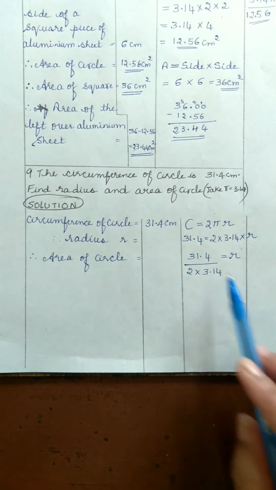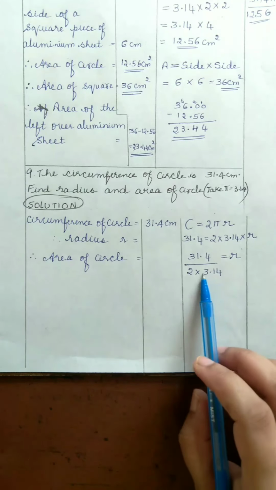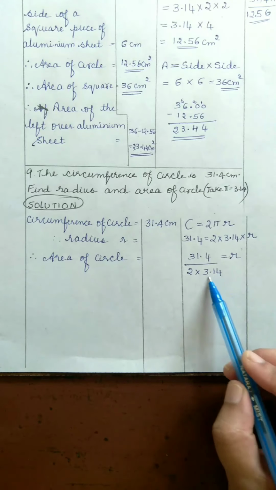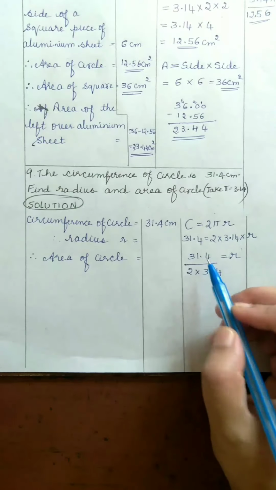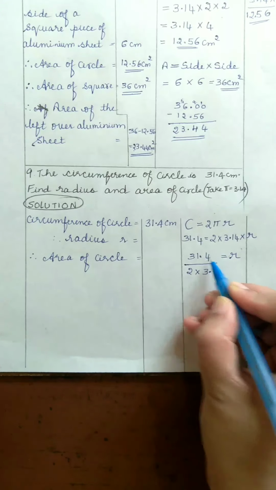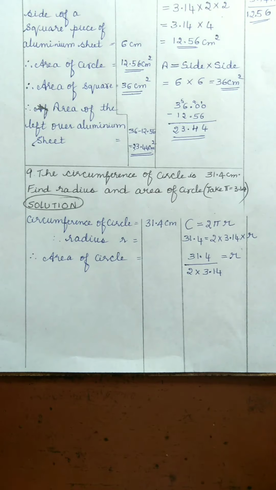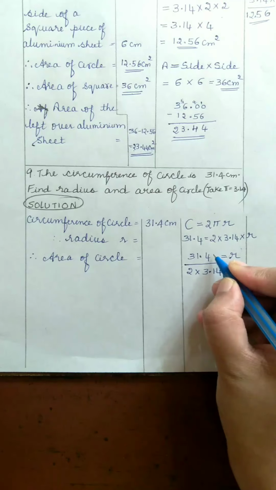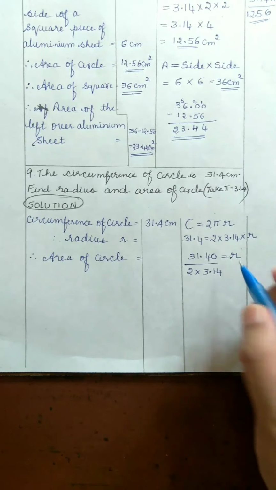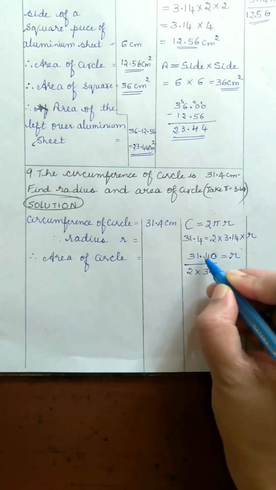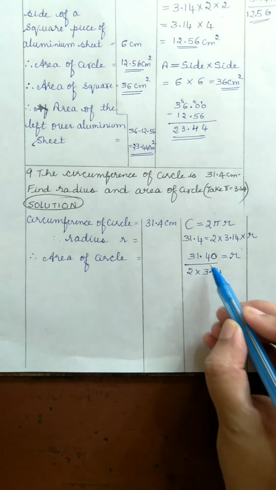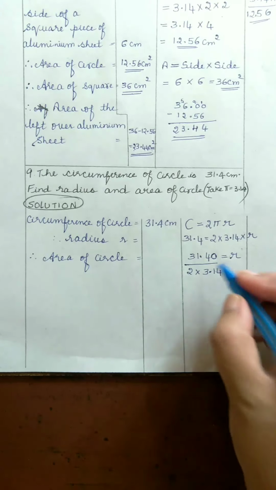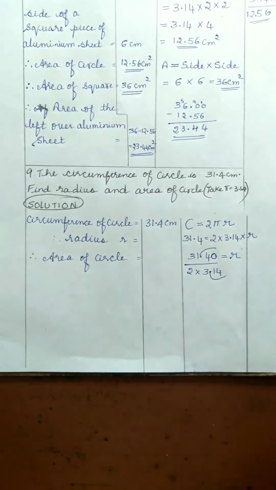Now look into the values 31.4 and 3.14 children. See, in the denominator, after the decimal point we have 2 digits. While considering the numerator, after the decimal point we have only 1 digit. So, to have one more digit in the numerator, let us put one 0 here. Therefore, it will be 2 digits after the decimal point in the numerator as well as the denominator. When there are 2 digits after the decimal point, we can take off this decimal point.